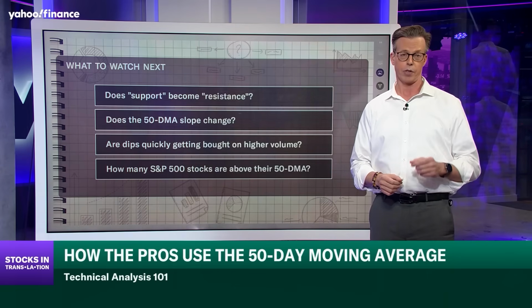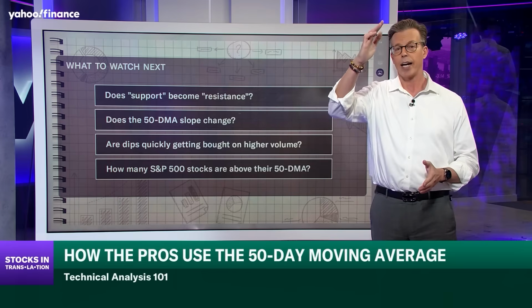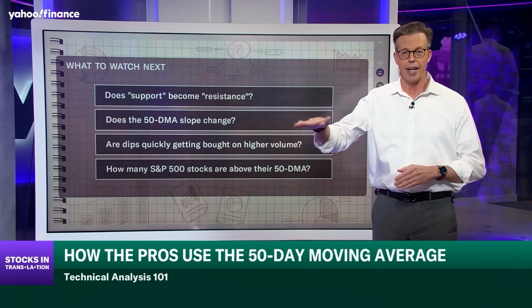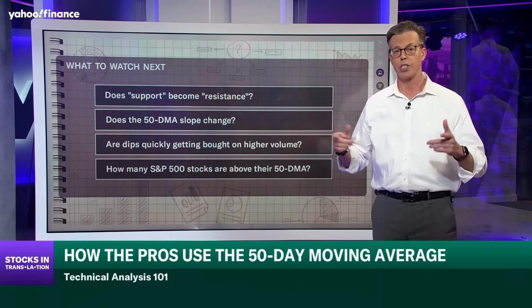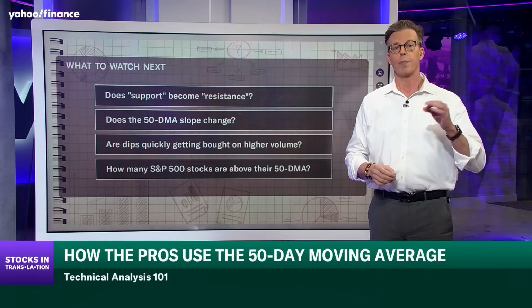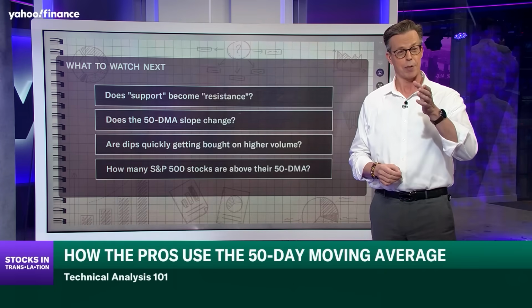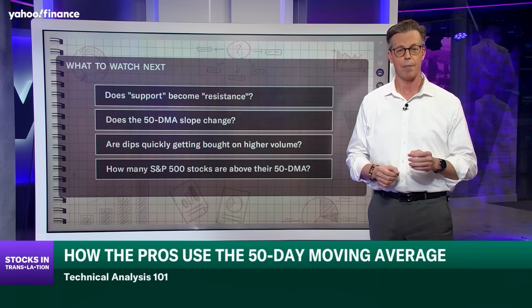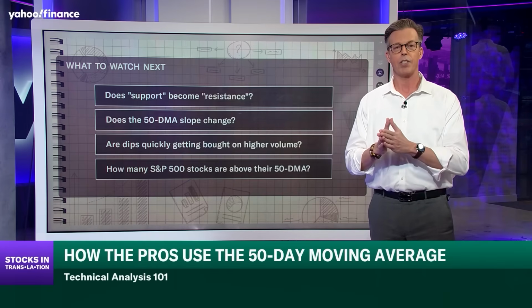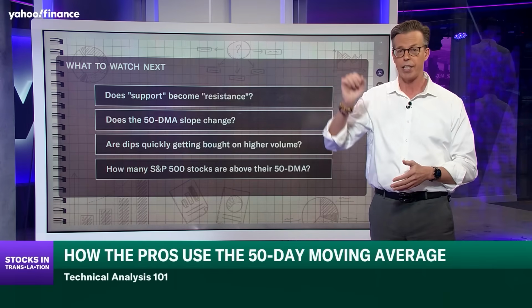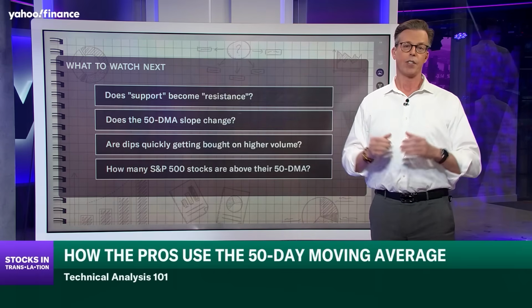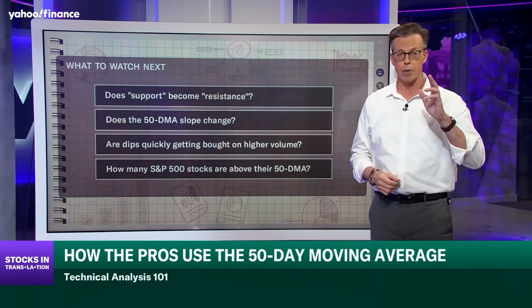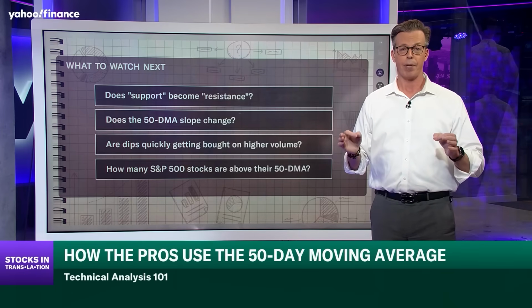Second, watch those slopes. You want to see a rising line that keeps catching a lot of buyers, not a flattening line that cannot contain price. Then, are those dips getting bought with volume, or is participation, aka volume, drying up? And finally, how many stocks are still above their own 50-day? If the majority of S&P names are holding that line, the fence is still doing its job. But if that number starts falling, the story might be changing.